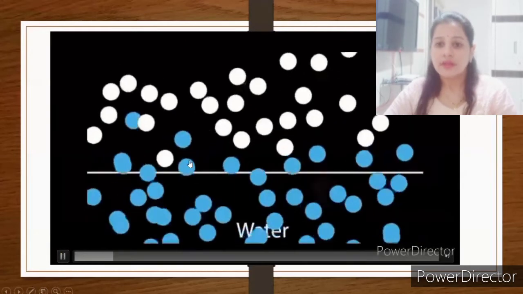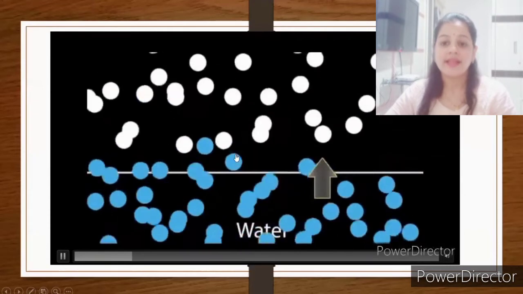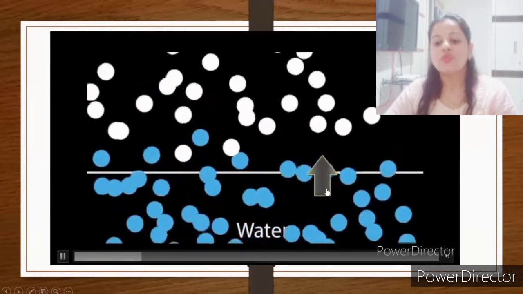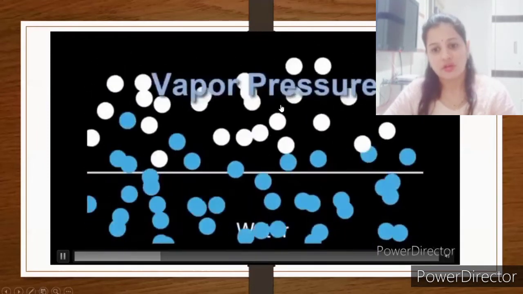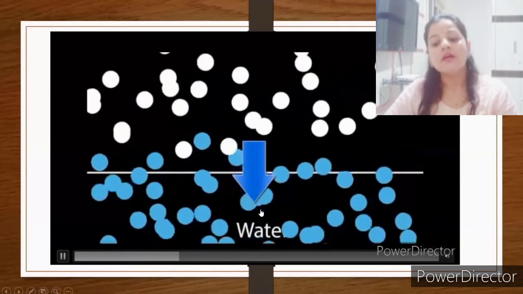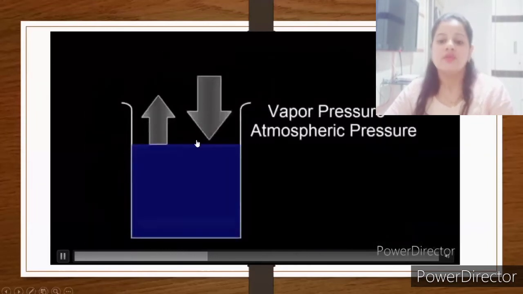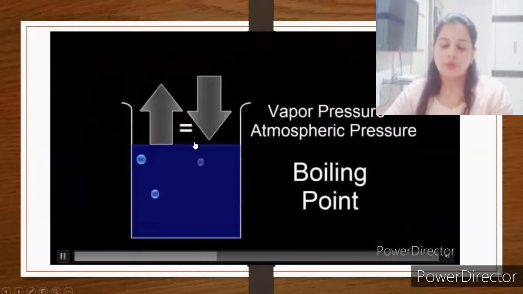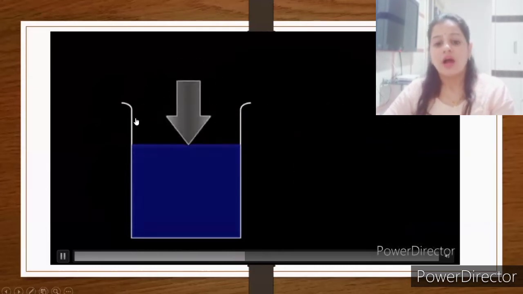Now there are the molecules of water also, and water molecules escape as it is volatile in nature. These molecules will also create a pressure, which we call the vapor pressure. When the atmospheric pressure and the vapor pressure become equal, at that point the liquid starts to boil. Vapor pressure becoming equal to the atmospheric pressure is known as the boiling point of the liquid. Now how does it happen?